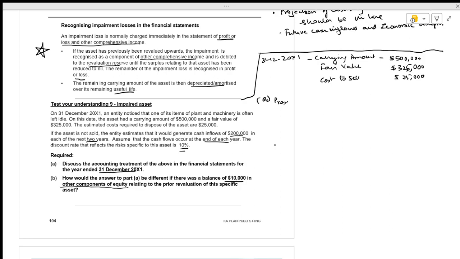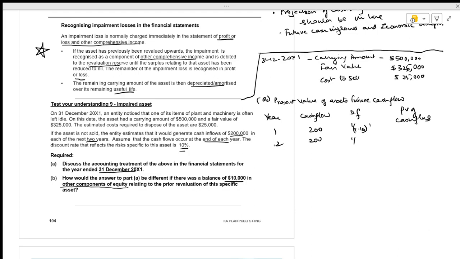The present value of the asset's future cash flow. Very simple, it is not difficult. Here where there is a difficulty, I will tell you. We have the cash flow, but we have the discount factor, and then the present value of cash flows. Here year 1 and 2, 200 and 200. The discount factor is 1 divided by 1.10 to the power of 1, and 1 divided by 1.10 to the power of 2.